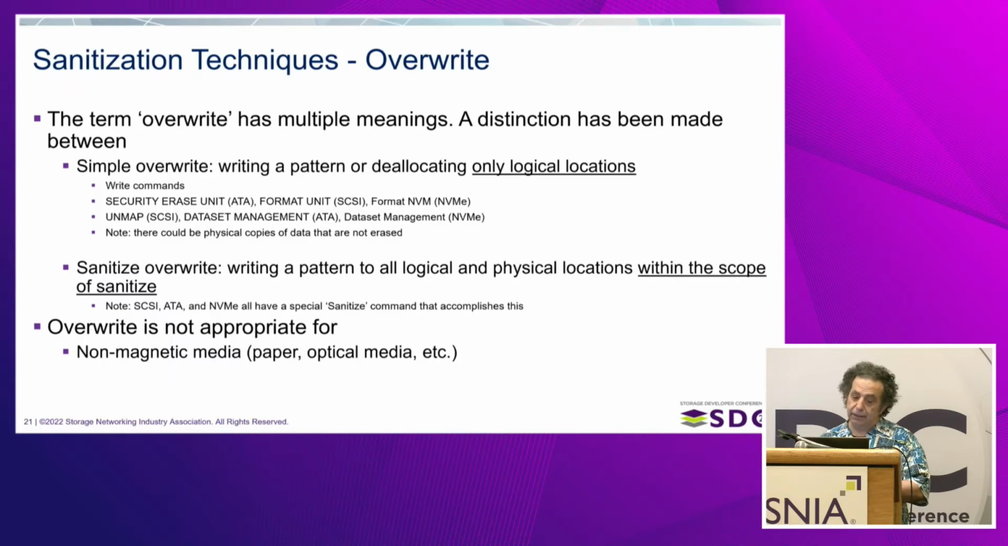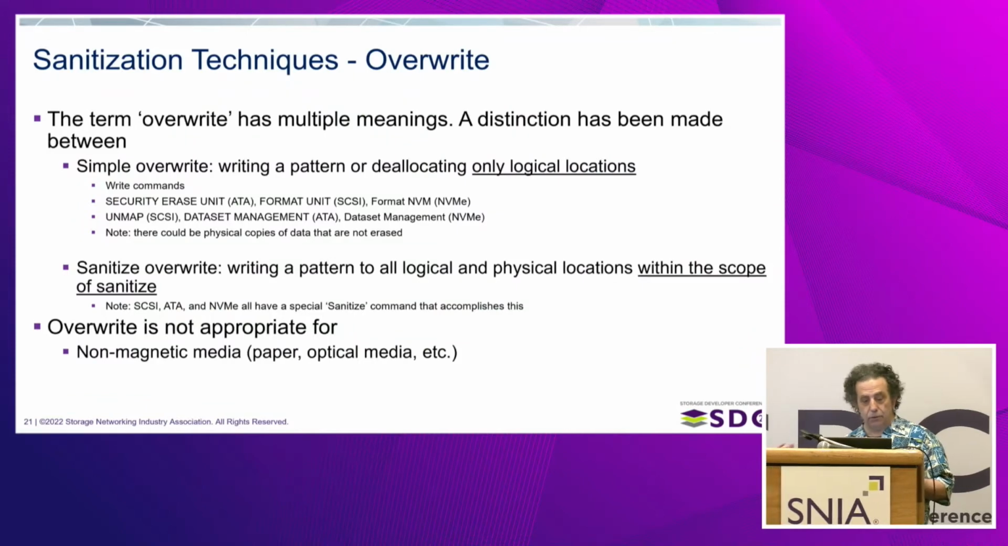Sanitize overwrite is going to go through to all logical and physical locations within the scope of Sanitize, which is typically a device. We've defined this, 2883 is a media-oriented specification. And of course, there are media that overwrite in any form is just not capable for. A black marker over your paper is not sufficient.